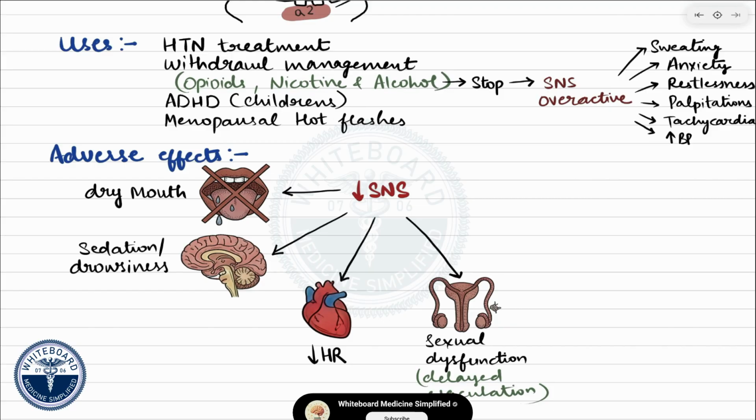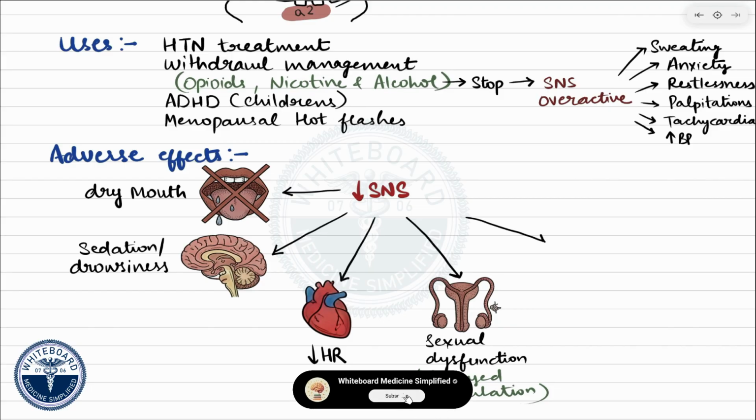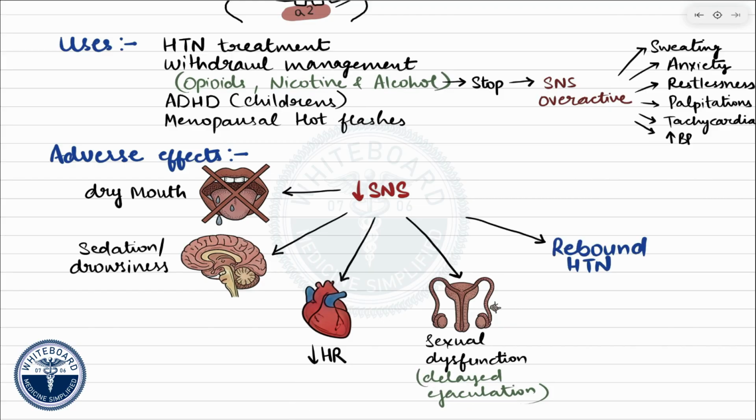One particularly important adverse effect to remember is rebound hypertension after abrupt discontinuation of clonidine. Imagine a patient has been taking clonidine for several weeks or months. During this time, the sympathetic nervous system has been continuously suppressed. If the drug is suddenly stopped, this inhibitory effect is removed all at once. The sympathetic nervous system becomes excessively active, causing a sudden surge in norepinephrine release.